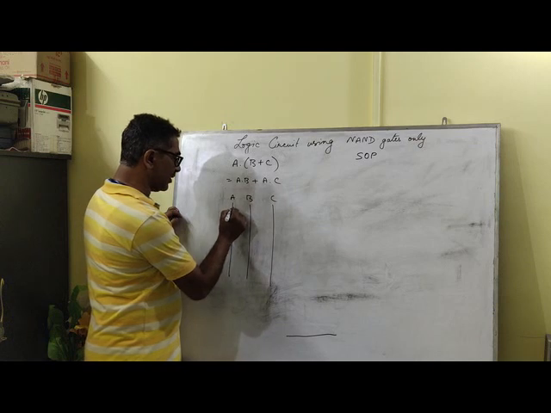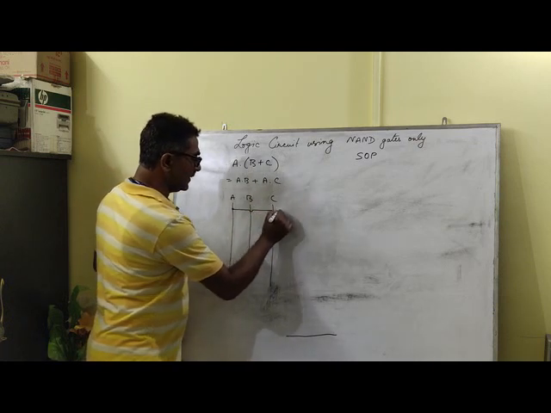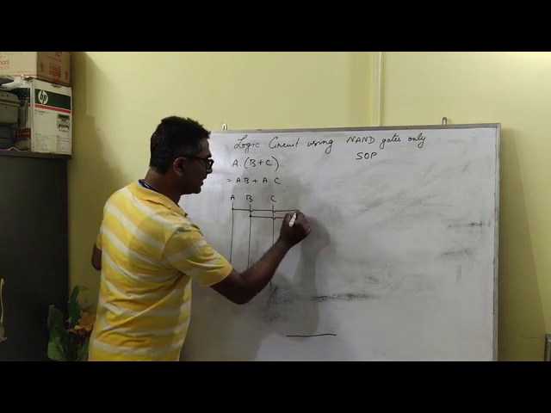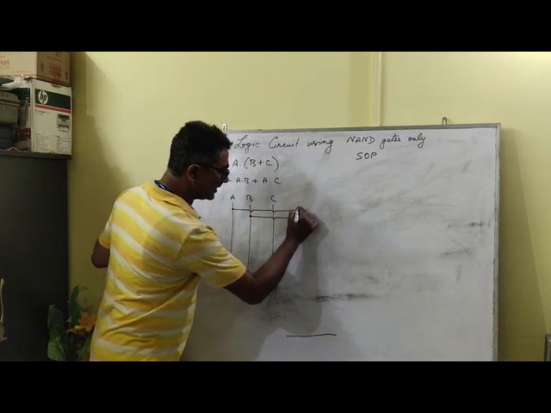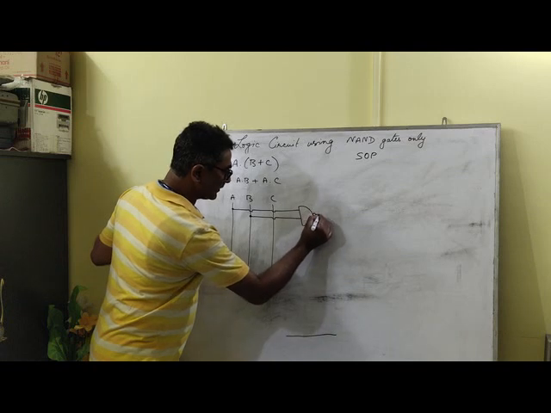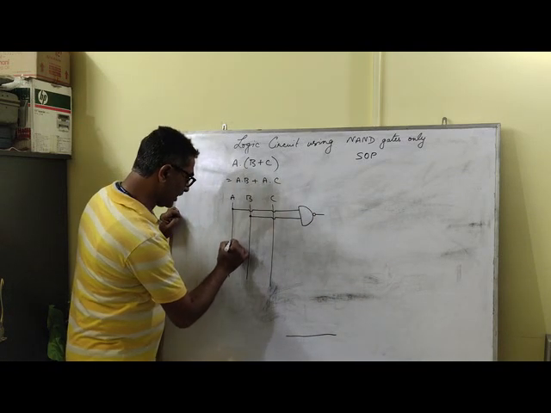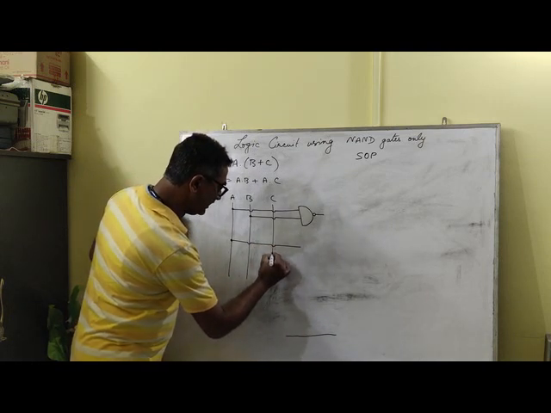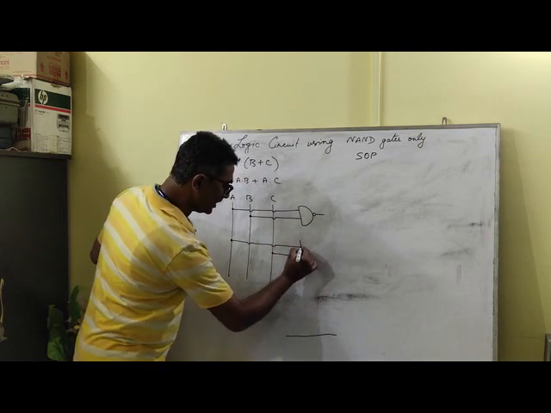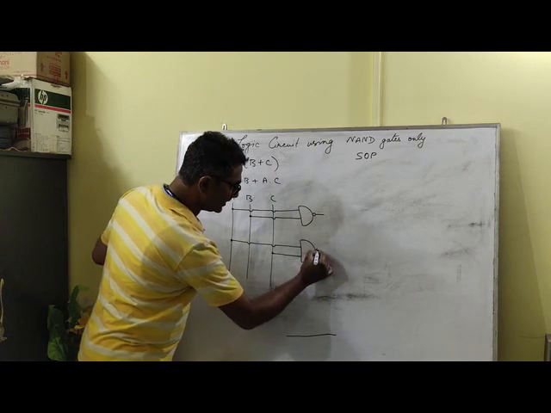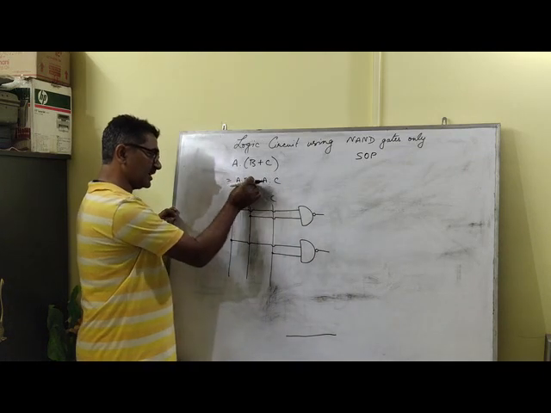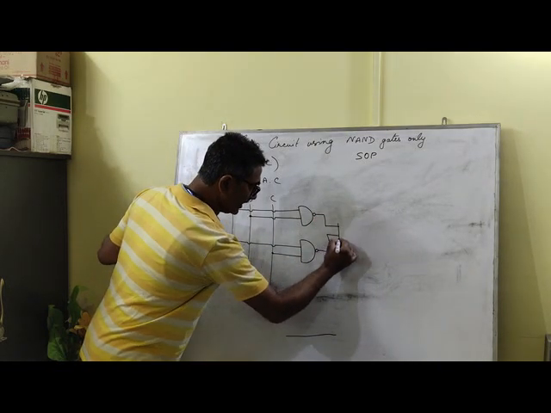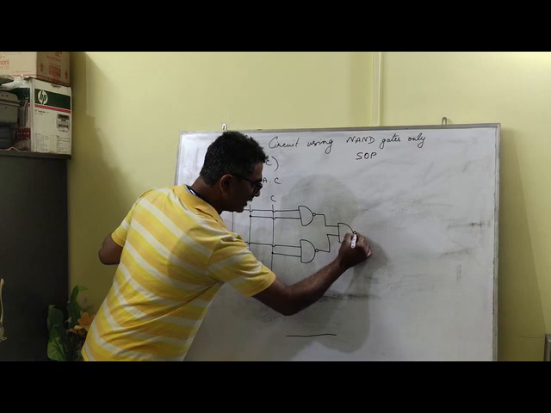So A and B, it's written AND, but we are going to do NAND. A dot C, so A dot C, we are going to do NAND. Both these ANDs are again OR, so we are going to make a NAND gate once again. You see, pretty simple, I believe.